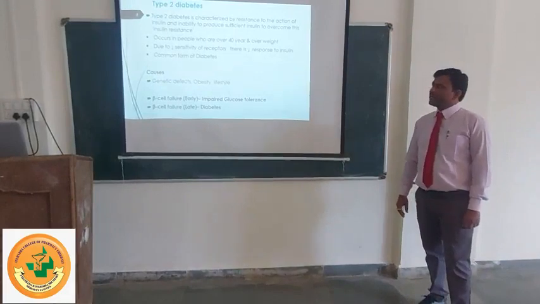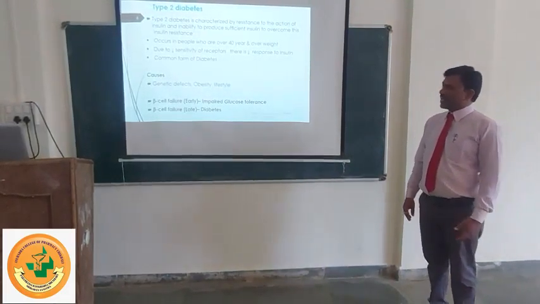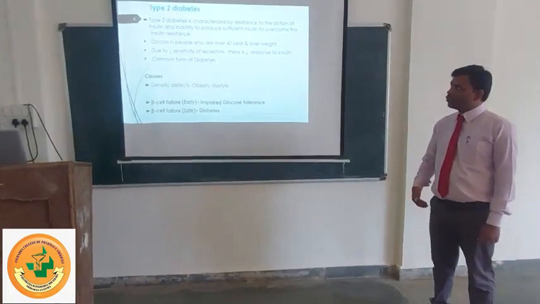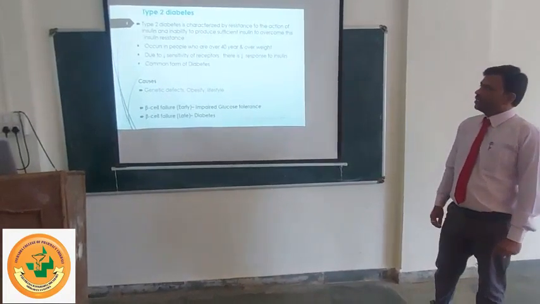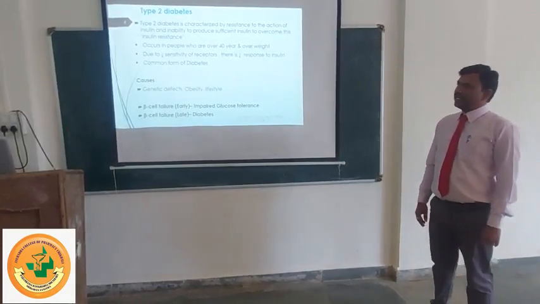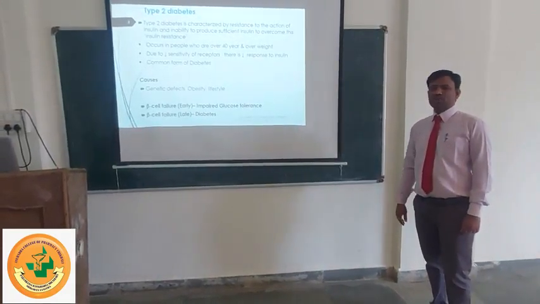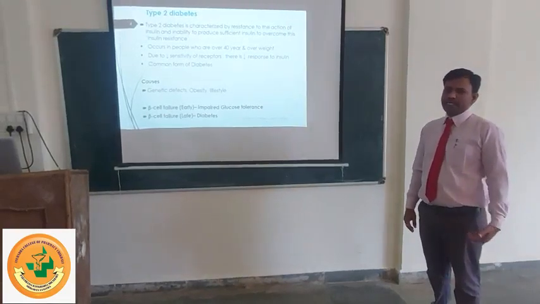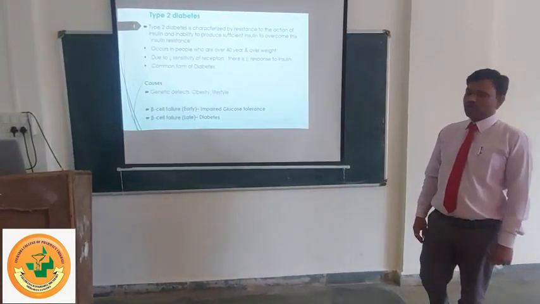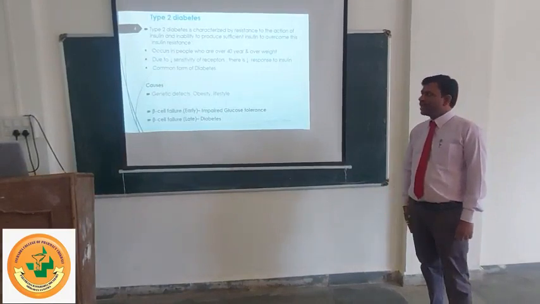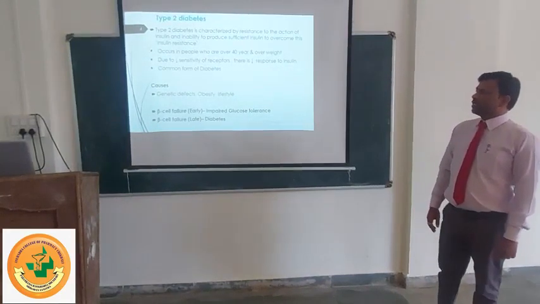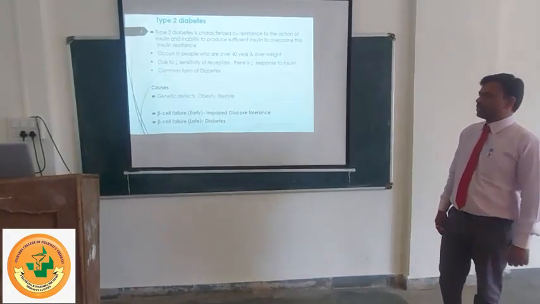Next, type 2 diabetes mellitus. It is characterized by resistance to the action of insulin and inability of the body to produce a sufficient amount of insulin, so insulin is insufficient in the person's body. It occurs in persons whose age is more than 40 years and who are excessively overweight. Type 2 diabetes mellitus is the common form of diabetes, occurring in up to 90% of the diabetic population, and it occurs due to decreased sensitivity of the receptor. There is a decreased response to insulin. That's why type 2 diabetes mellitus occurs.